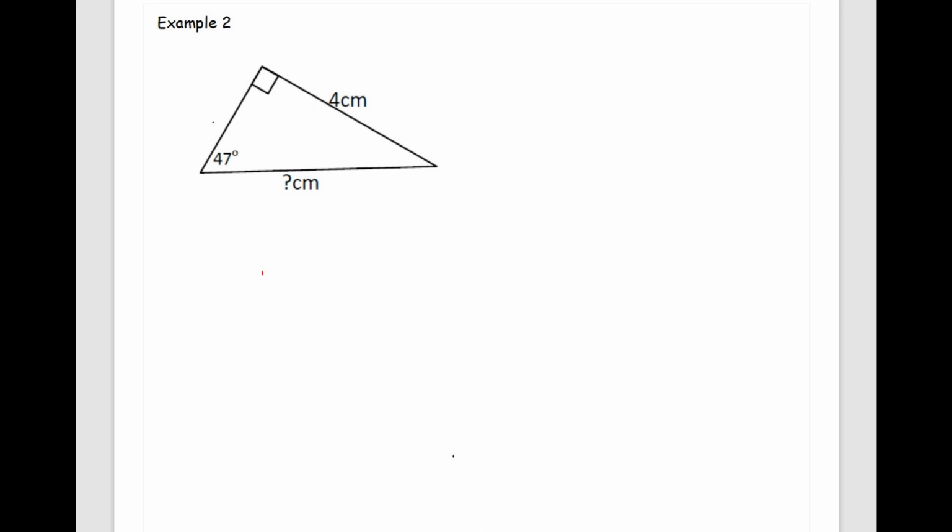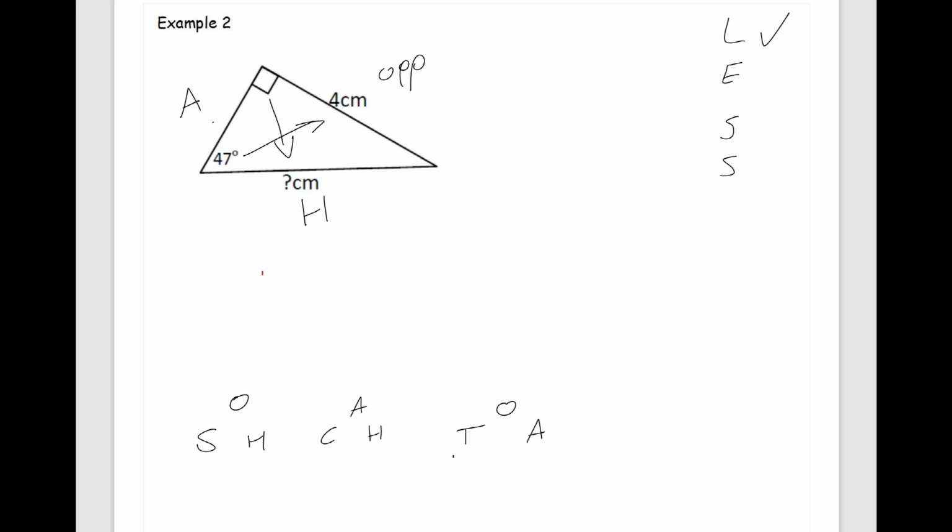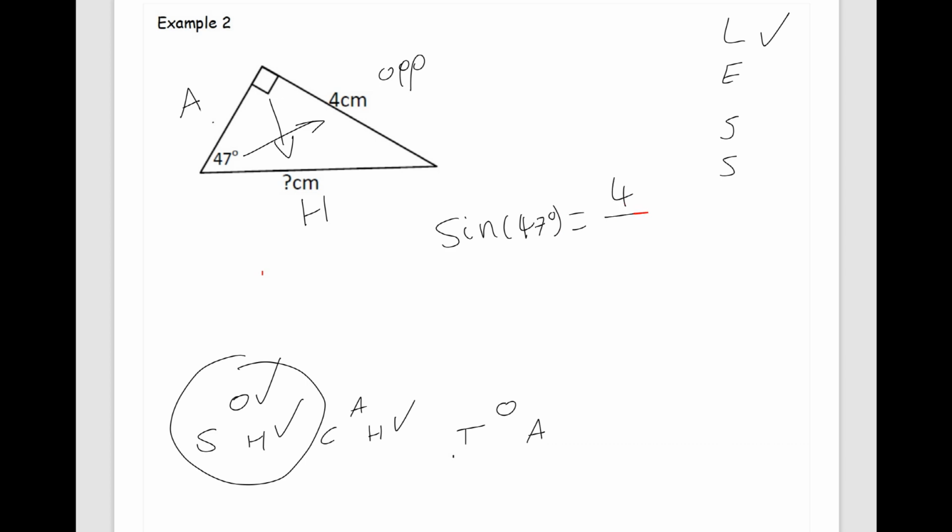Here's another example to try, so I'm going to remember less is more. I'm going to label my triangle, hypotenuse, opposite, and adjacent. I want the hypotenuse this time, so I'm going to write down SOHCAHTOA. Right, so we want the hypotenuse, and we have the opposite, so we need to use sine. So I'm going to write sine of 47 degrees equals opposite, which is 4, over the hypotenuse, I don't know, so I'll call it h. I want h on its own, so I'm going to multiply both sides by h. So I have h sine 47 equals 4, and then I'm going to divide both sides by sine 47. So I have h equals 4 over sine 47, and putting that into our calculator as before will give you 5.47 centimeters.